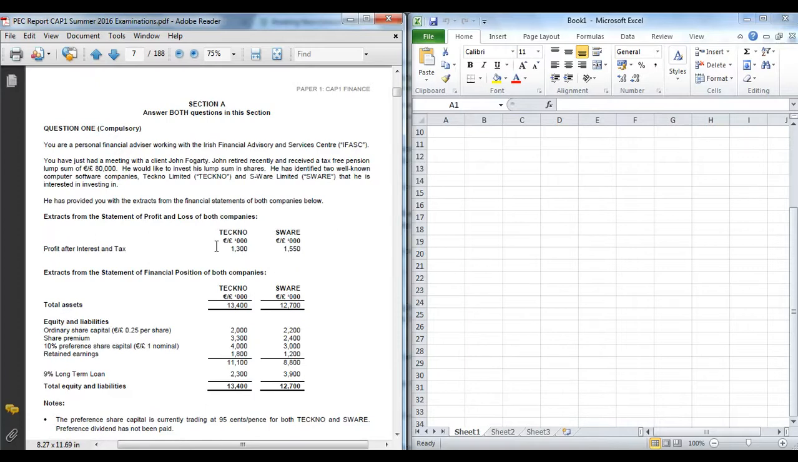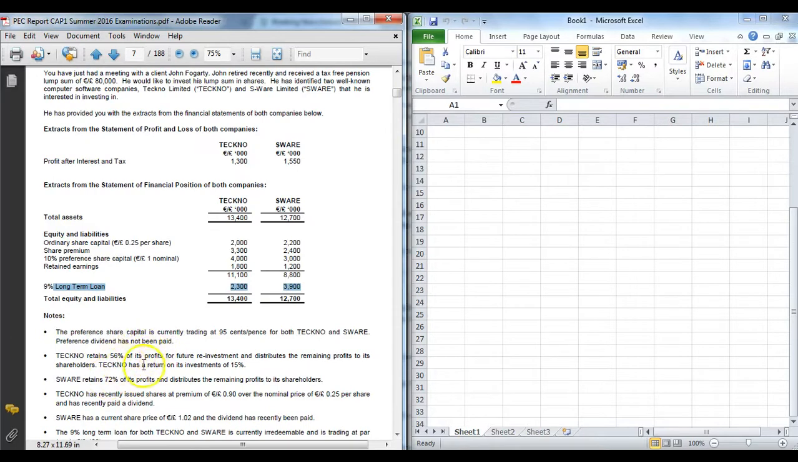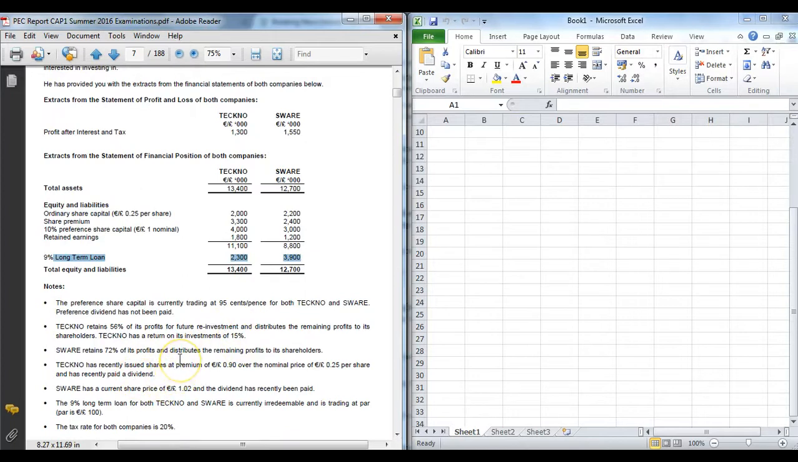The context is here, you have 2 companies to choose from, Techno or Swear. You're given the profit after interest and tax for the year, and extracts in terms of their funding in their statement of financial position. Both companies have ordinary shares, of course, but they also have preference shares, which will be important, and they have a long-term loan each. We're told additional information about the preference share capital, about what retention of profits they use, and also what their return on that profit is. So you're given plenty of information there, based on your knowledge of the ratios, which will be relevant for certain ratios.